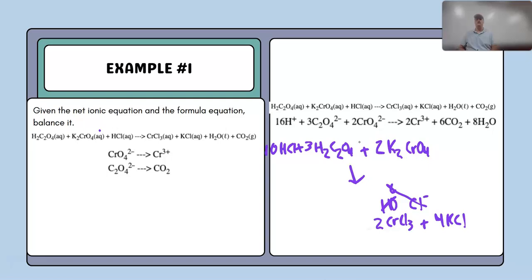Okay, they're already bonded. So I look at what I've got left, right? The HCl is present. The H2C2O4 is present. The K2CrO4 is present. I've translated this Cr into CrCl3, good. KCl, present. And then I just have CO2 and H2O. So really, I just need to add those into my final.